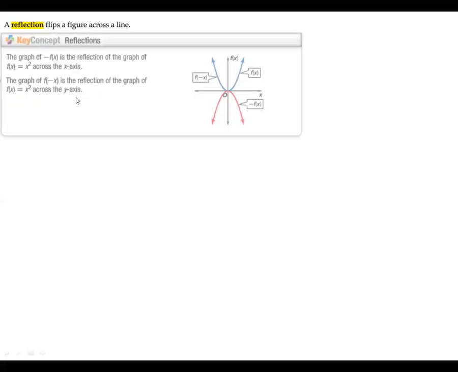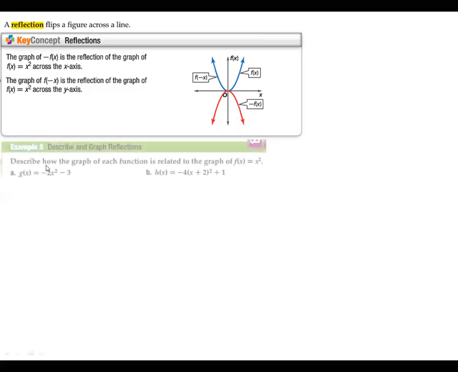All right, a reflection flips a graph across a line. Okay, so if the negative is outside of the parentheses, it just flips it over the x-axis. If the negative is inside the parentheses, it flips it over the y-axis. Okay?